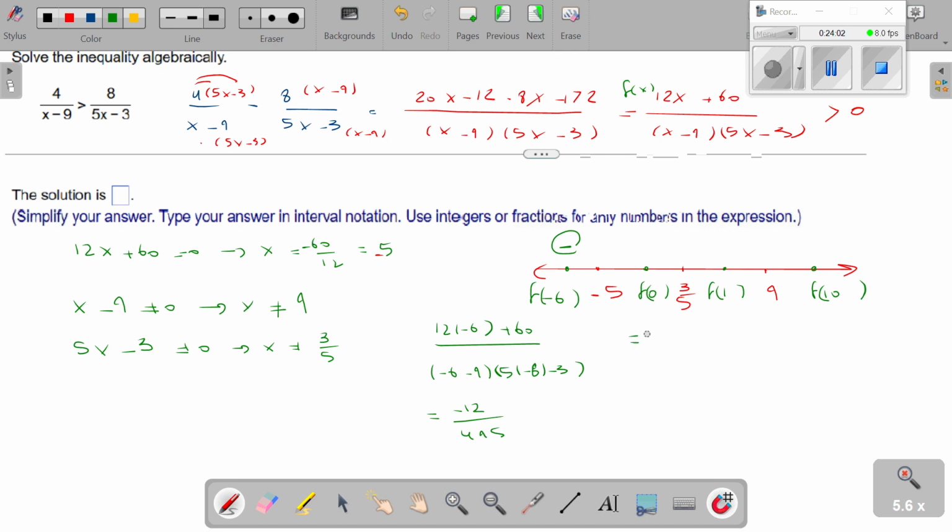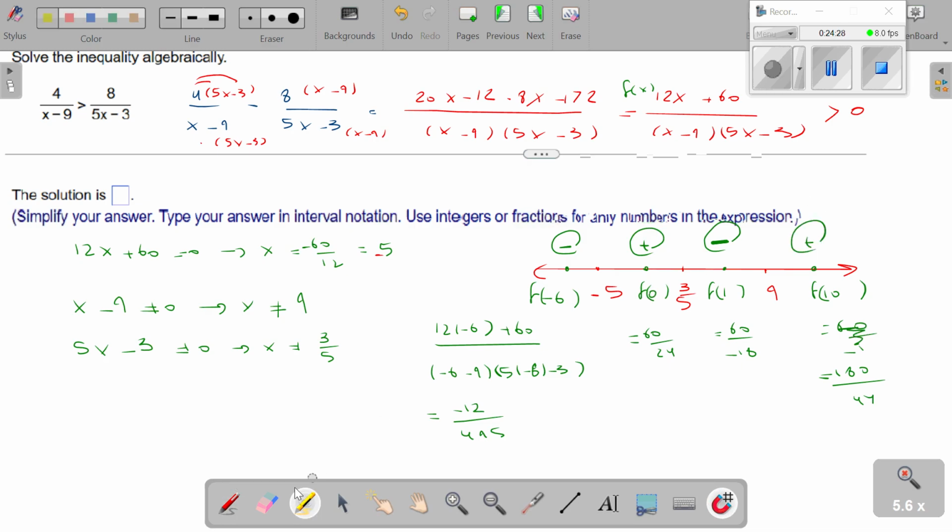Now find f of 0. When you calculate, it's going to be equal to 60 over 24, which is positive. F of 1 will be equal to 60 over negative 18. It's negative. F of 10 will be 180 over 47. That is positive as well.